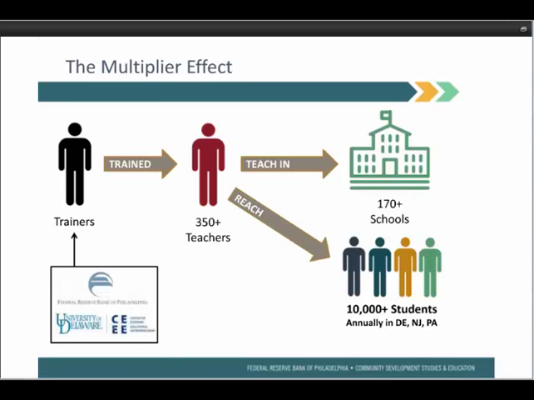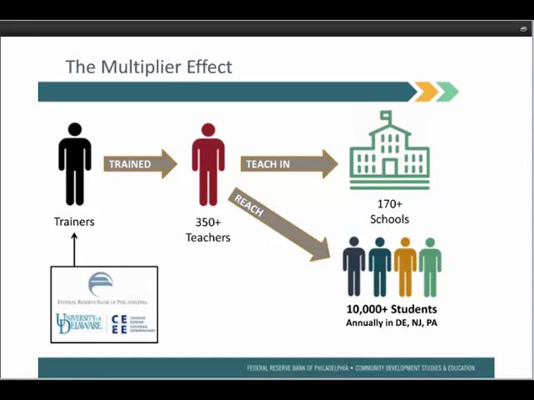So let me just explain very quickly how this program's worked in the Philadelphia area. The University of Delaware Center and the Federal Reserve Bank of Philadelphia, we have trained over 350 teachers, and those teachers teach in over 170 schools. We have those teachers then reaching about 10,000 kids or more every year in the tri-state area. So we've been able, through this train-the-trainer model, to reach a large number of students each year. Let's go to the next slide.